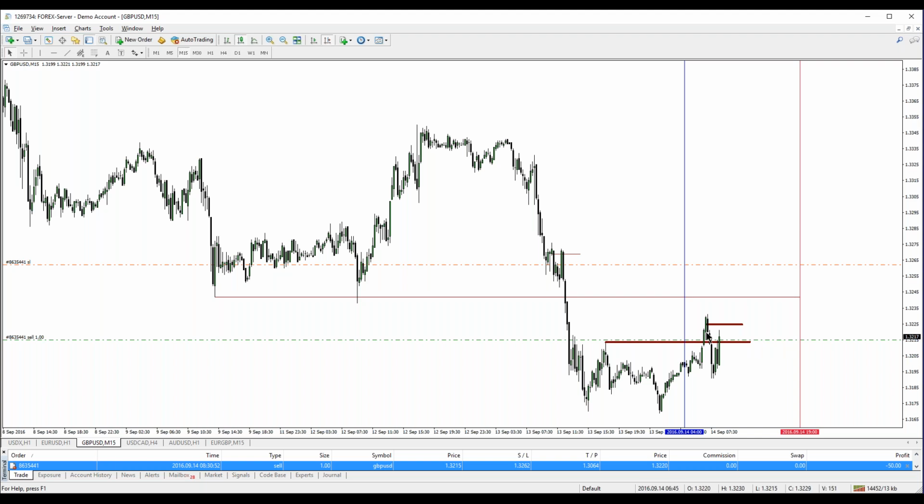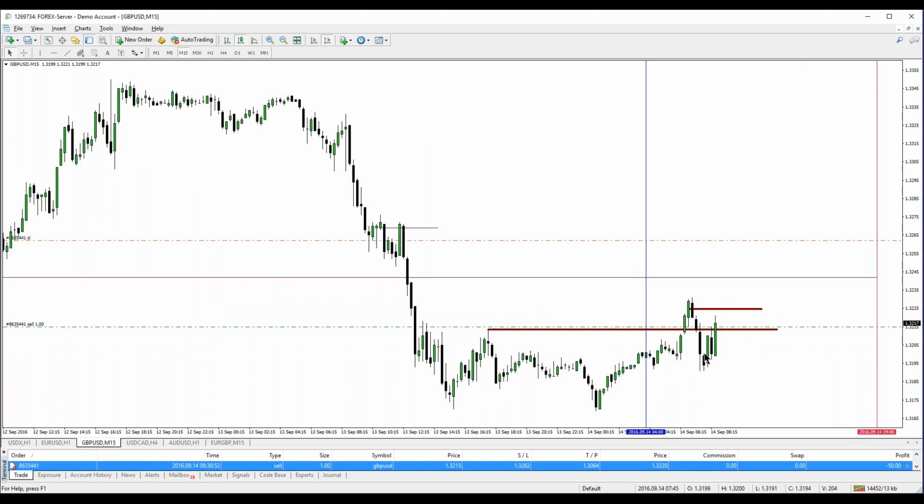I just highlighted the middle of the up candle. Let me zoom in a little bit more. That's the mean threshold of the bearish order block, which is the up candle prior to this down move. Again, we have liquidity resting just below these lows.